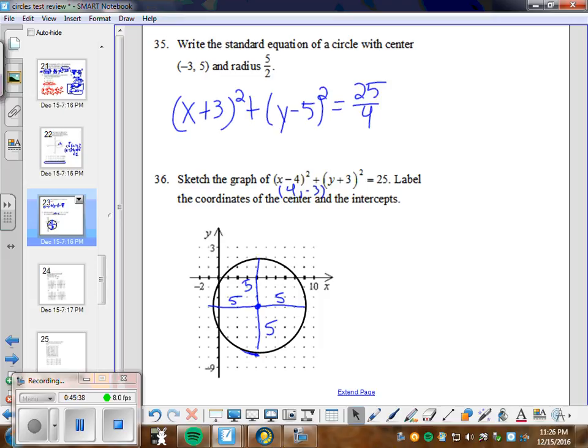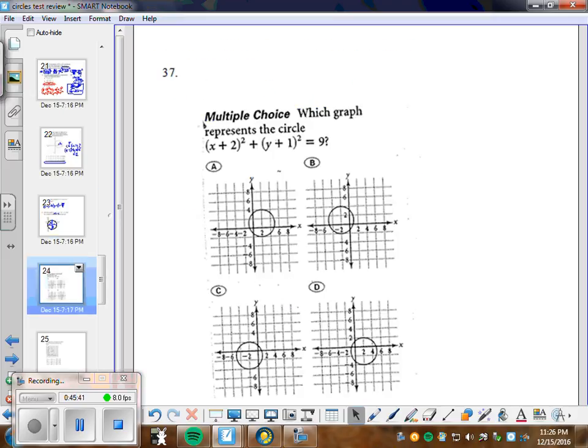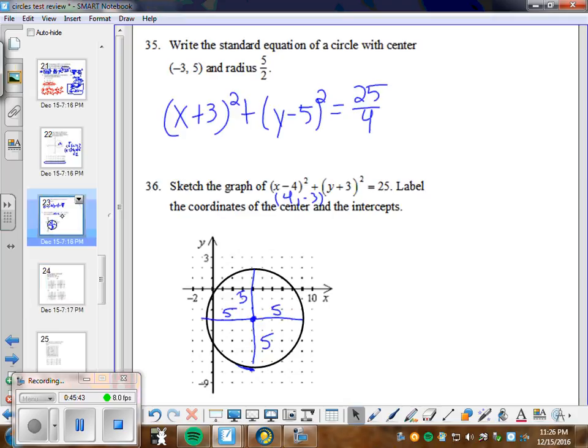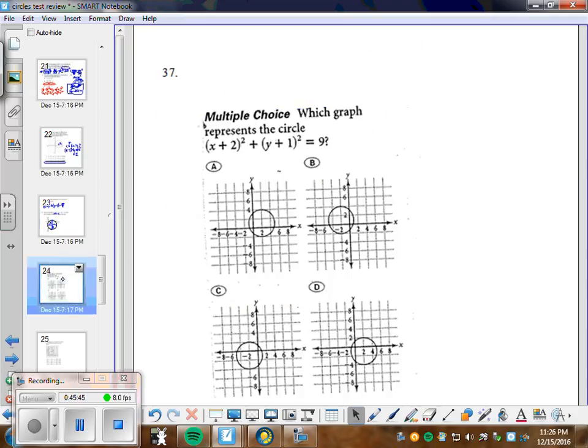37. No, 36. I did 36. Okay, 37, sorry. X plus 2 squared plus y plus 1 squared equals 9. So you are looking for the graph who has a -2, -1 center with a radius of 3. Okay. So a -2, -1 center with a radius 3.